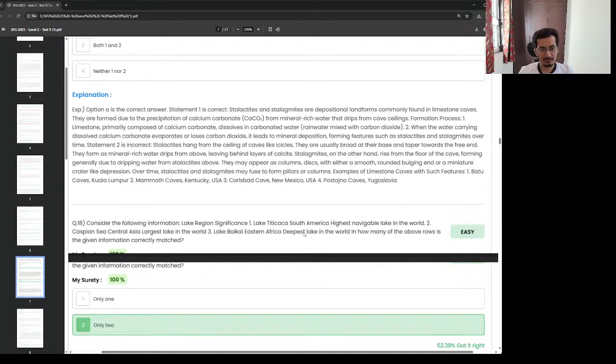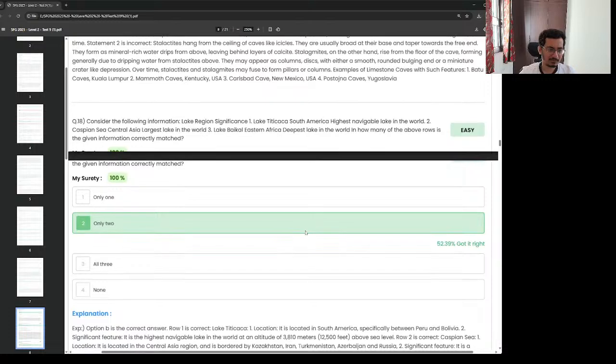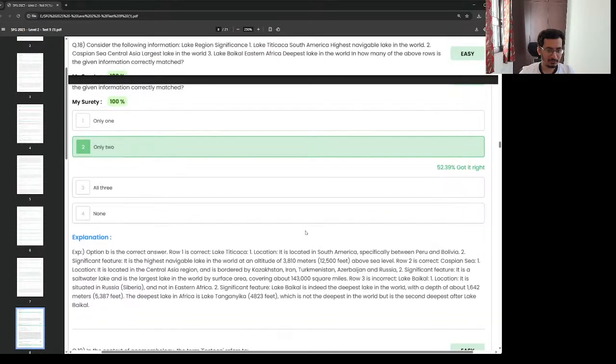Lake Titicaca, we know it's in South America, I think. Bolivia and Chile, is it? It's on the border, so two countries. Can't remember. I think it's Bolivia and Chile. And yeah, Peru and Bolivia, not Peru and Chile. It's on that border, and it's the highest navigable lake in the world.